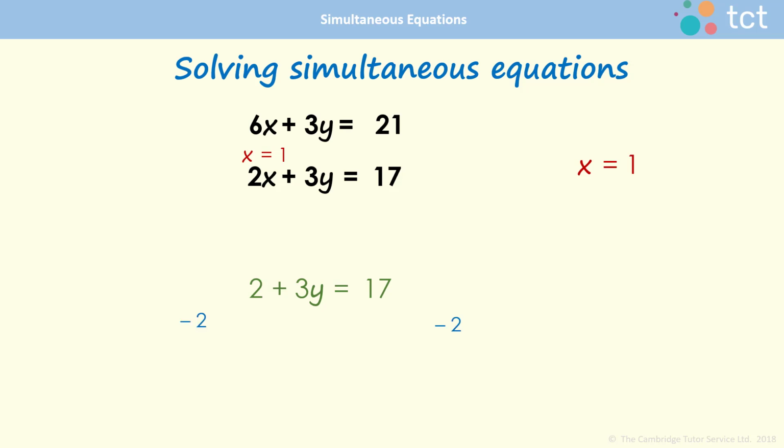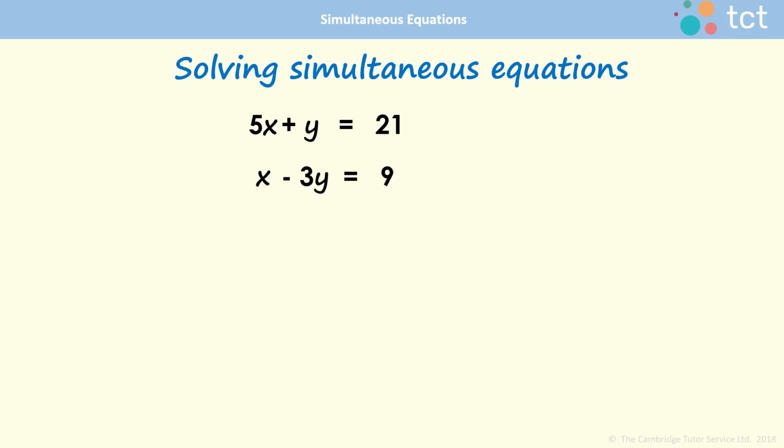Using the method for the equation, if we take that odd 2 away, we'll be left with the y on one side of the equal sign and the number on the other. So now, having taken away that 2, we have 3y equals 15. Now we can work out what y is by dividing 15 by 3, and that's 5. X equals 1 and y equals 5.